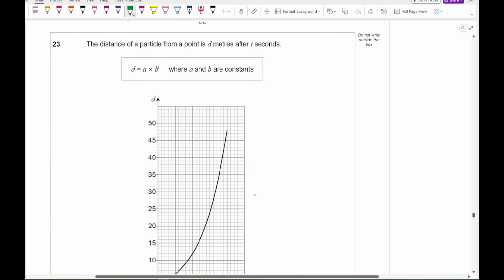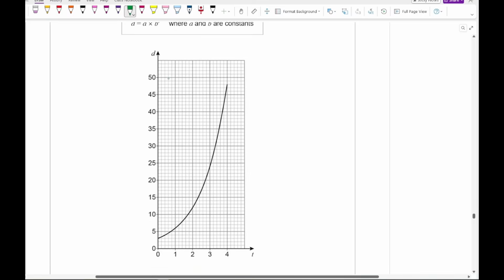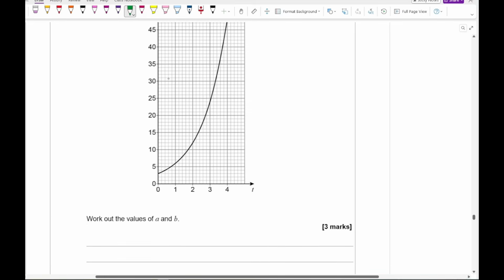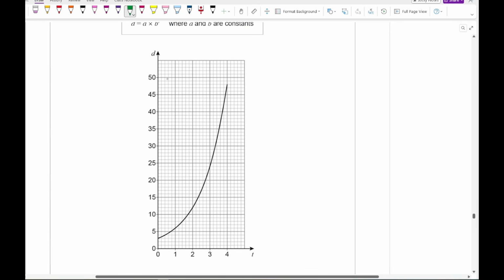Moving on to question 23, it says the distance of a particle from a point is d meters after t seconds, where d equals a times b to the power of t, where a and b are constants. And the question is asking us to find the value of a and b.